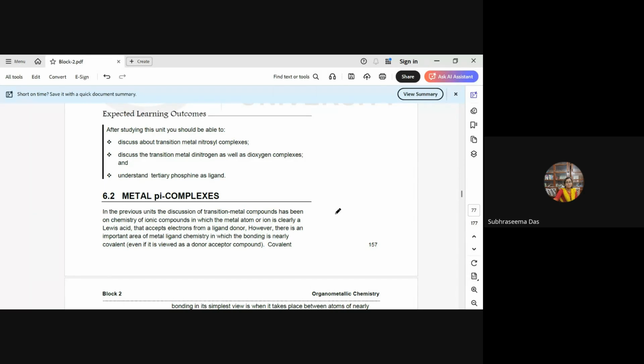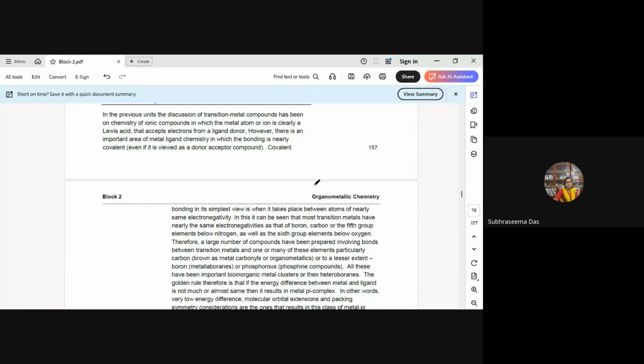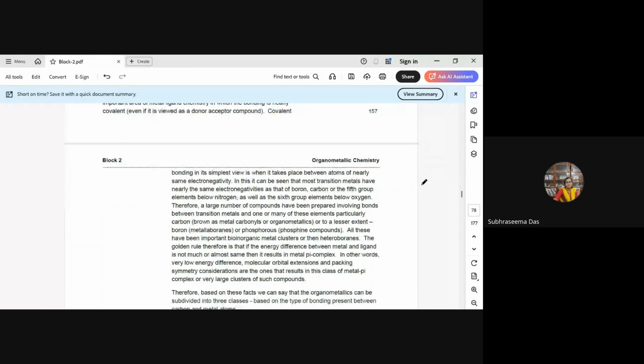This is an important metal-ligand chemistry where the covalent bonding, we know, occurs between atoms which have nearly the same electronegativity. That is particularly when we say a covalent bond is formed. So it can be seen that most transition metals have nearly the same electronegativities as boron, carbon, or the fifth group elements below nitrogen and the sixth group elements below oxygen.